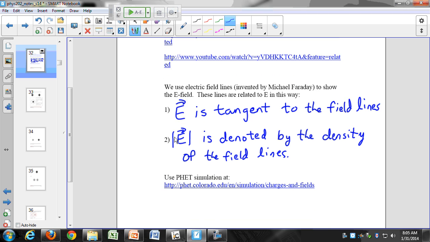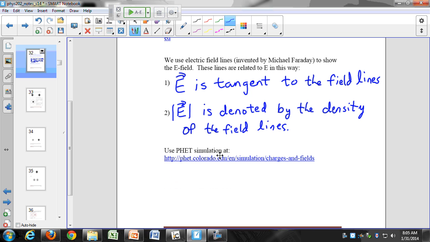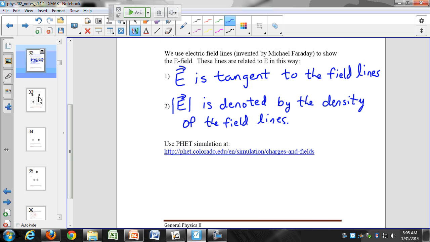And here's the link. This is what y'all did in lab, the PhET simulation. So if you want to play with that some more, you can do that. Can I go down from here? I'll show you what I mean by these rules. Hold on a second. Okay.